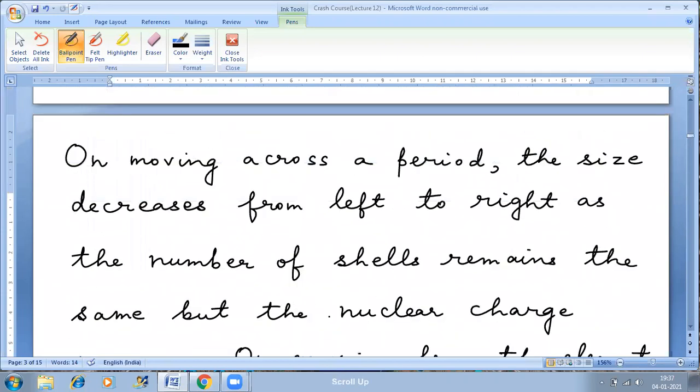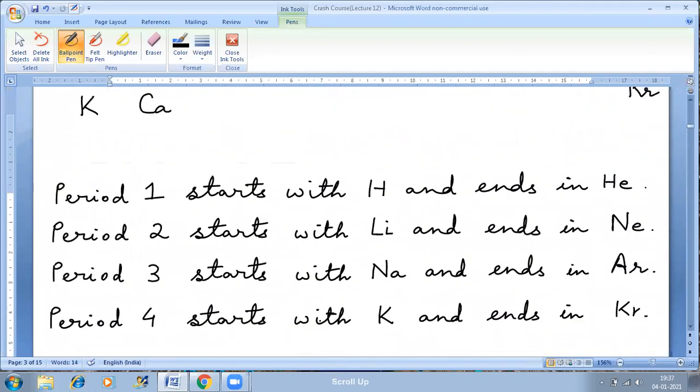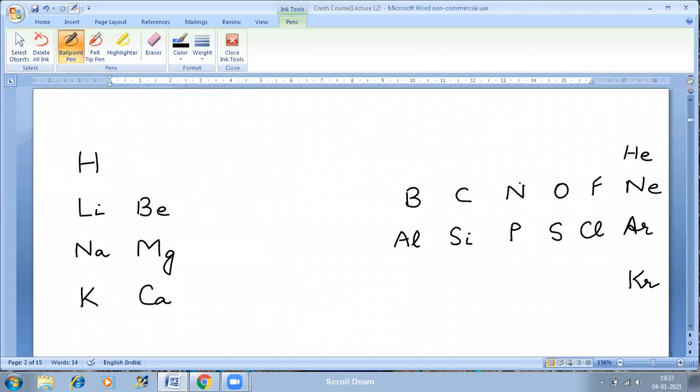So what is group 17? All halogens come under group 17. That means your fluorine, chlorine, all these things. So from chlorine, if I move towards argon, that means I'm moving from Cl to Ar. So what is chlorine? Chlorine is a halogen. Why is it a halogen? Because it is present in group 17. Any element which is in group 17 is called a halogen.